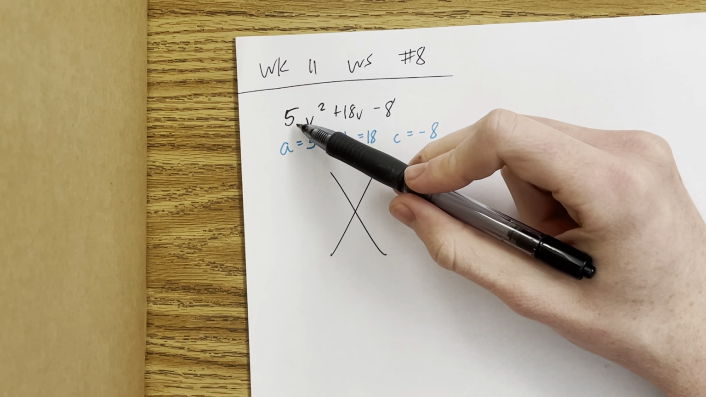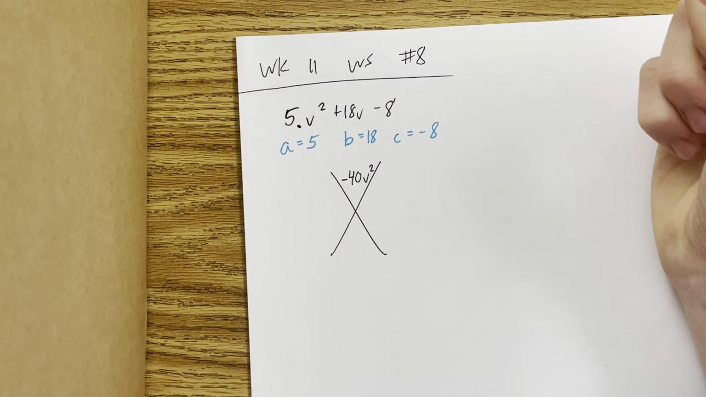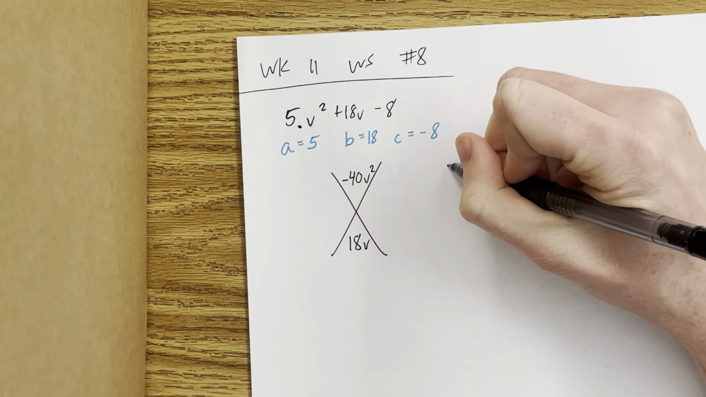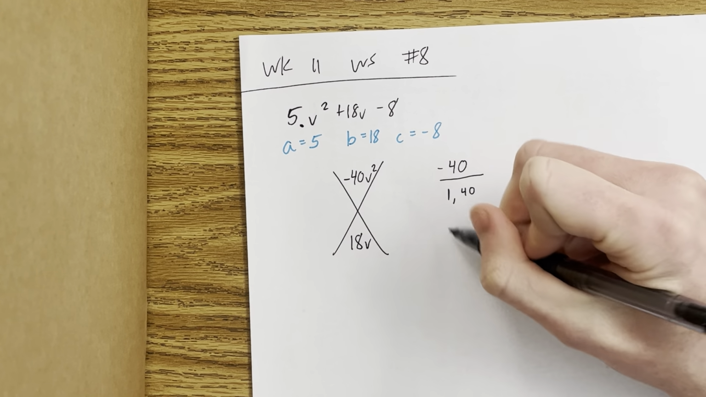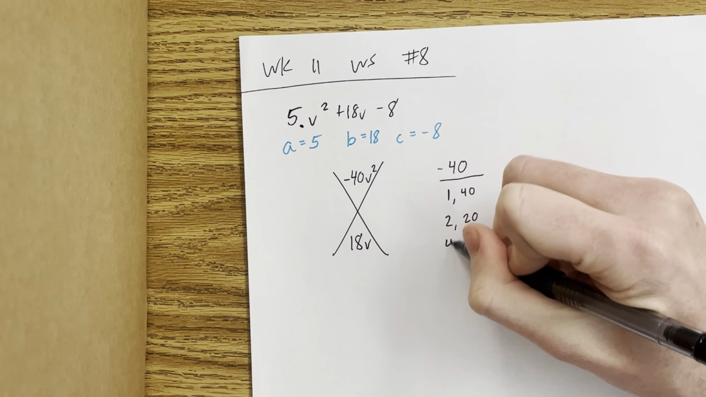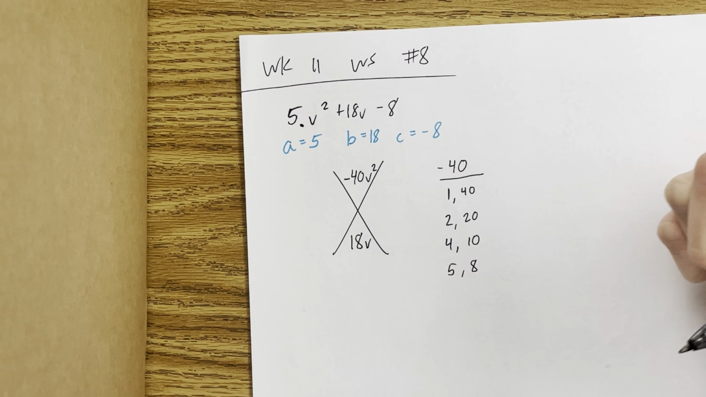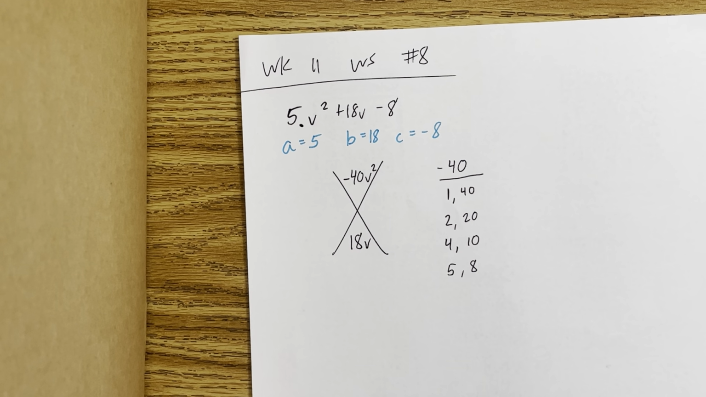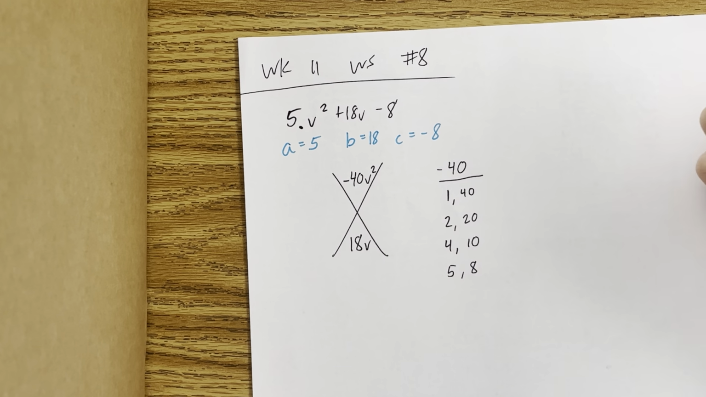So on the top we have a times c, so that'll be 5 times negative 8, negative 40v squared. And on the bottom we have 18v. What are some of the factors of negative 40? Well, I can think of 1 and 40, 2 and 20, 3 doesn't work, 4 and 10, 5 and 8, 6 doesn't work, 7 doesn't work. So let's see. Have we done all of them? 1 and 40, 2 and 20. Yeah, this is all of them.